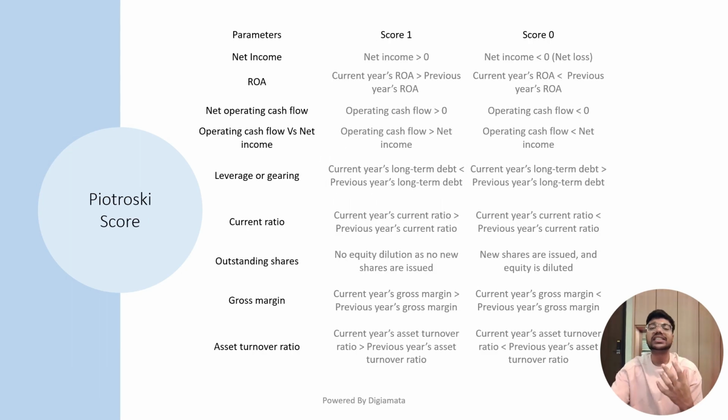Now your Piotroski's score works on 9 parameters, and if the parameter is good, we rate it as 1, and if the parameter is bad, we rate it as 0. And the parameters are your net income, your return on assets, your net operating cash flow, your operating cash flow versus net income, your leverage, current ratio, outstanding shares, gross margin, and asset turnover ratio.